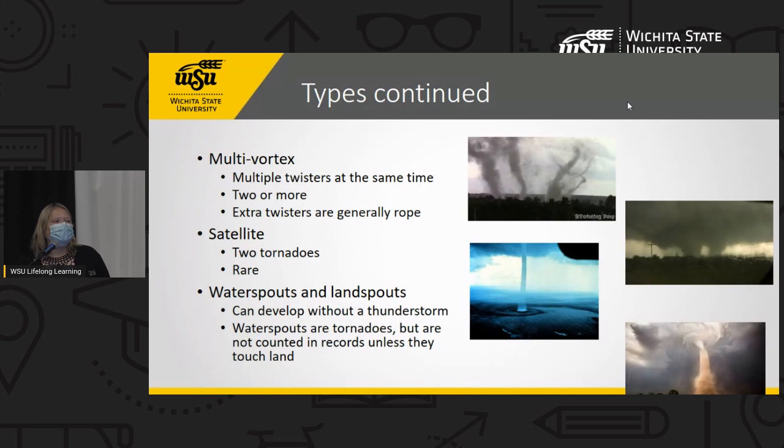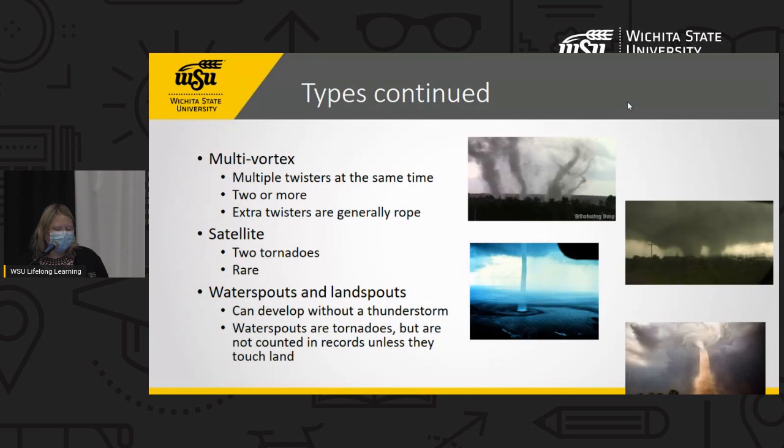But you can also have satellite tornadoes. And this is where there's two, but they're the same size. They're both large. They're not rope tornadoes. They're very destructive. And they're basically twins of each other. And that's extremely rare to have that.